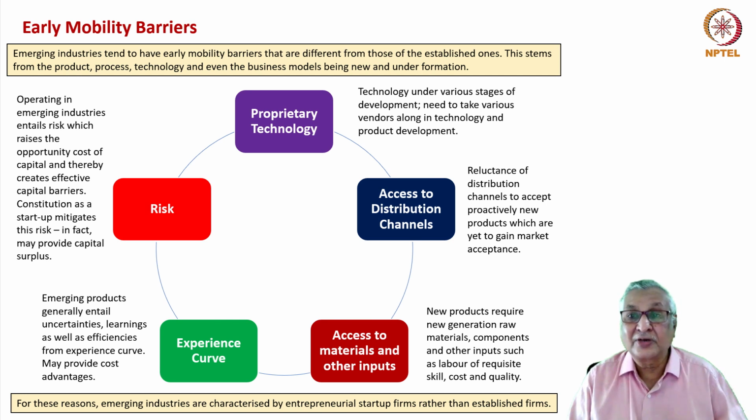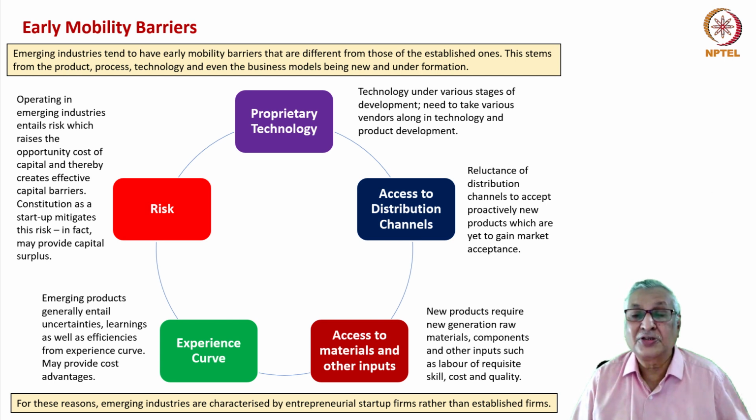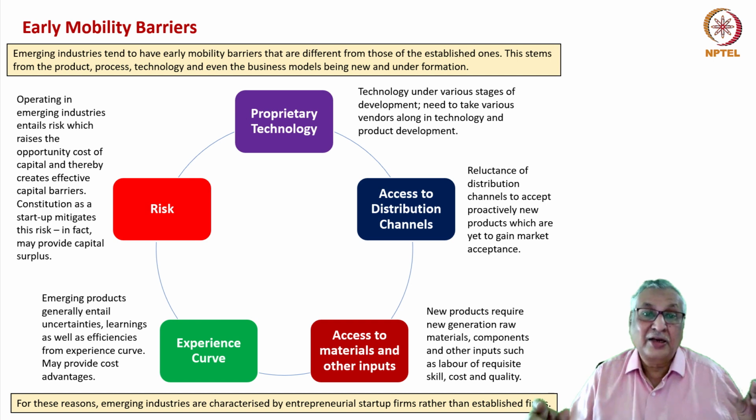Proprietary technology. Technology that is under various stages of development, the need to take various vendors along in technology and product development become early mobility barriers. Lack of access to distribution channel, that is, you are introducing electric vehicles but the dealership is not excited about that, then you have a problem. You will not be able to sell those products. You have brought into the market a chemical free shampoo, but the existing distribution structure should accept that product to be able to do it, because distribution is all based on high volumes, low margins, and therefore high revenue as a multiplier. But if you are selling your product in small lots, there isn't much hope that distribution channels will support you.